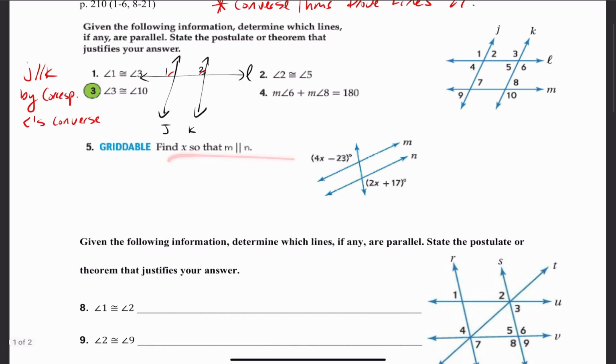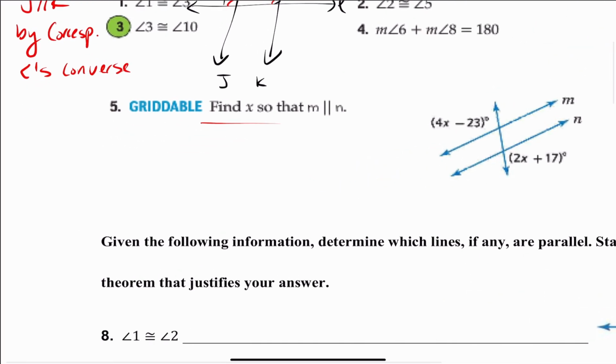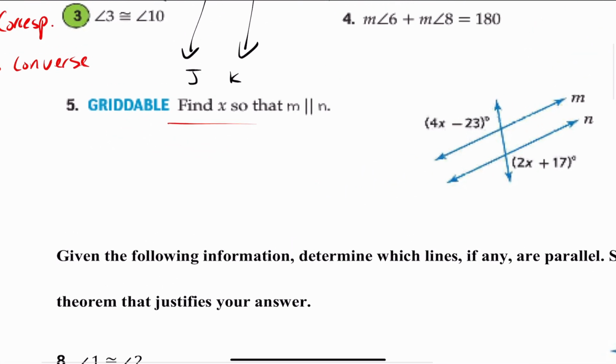And then find x so that M is parallel to N. This is number 5. Okay, so I have these two lines cut by a transversal. You're going to find x, and once you plug them in, and you see that these angles are congruent, and in this case, they are alternate exterior angles, then M is parallel to N. But the only thing that you really need to do for number 5 is just solve for x. So since these are alternate exterior angles, you set them equal to each other. So you do 4x minus 23 is equal to 2x plus 17.